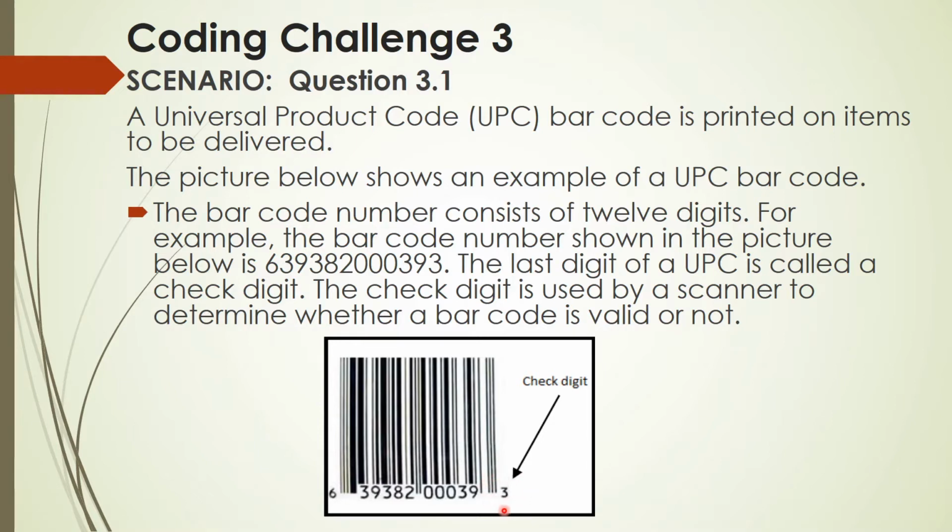The check digit is used by a scanner to determine whether a barcode is valid or not. So again, you are given a TEdit where the user will input a UPC barcode. The barcode must consist of 12 digits. The last digit is called a check digit.